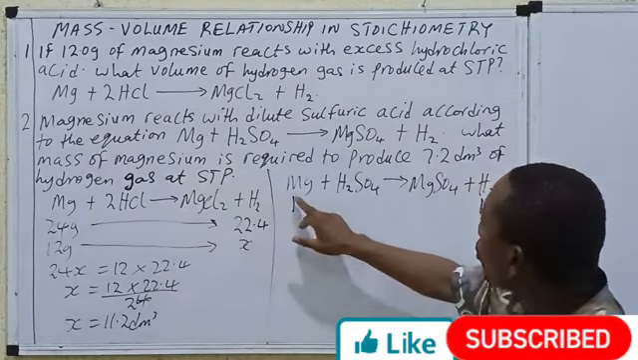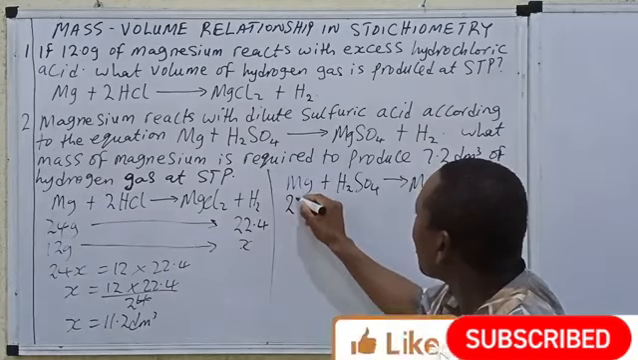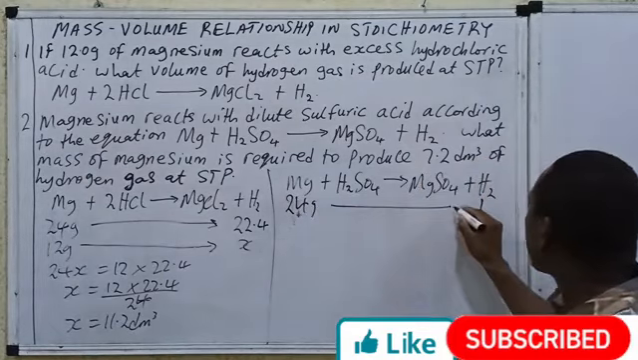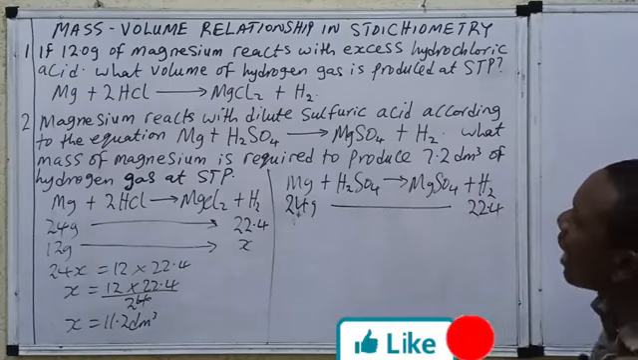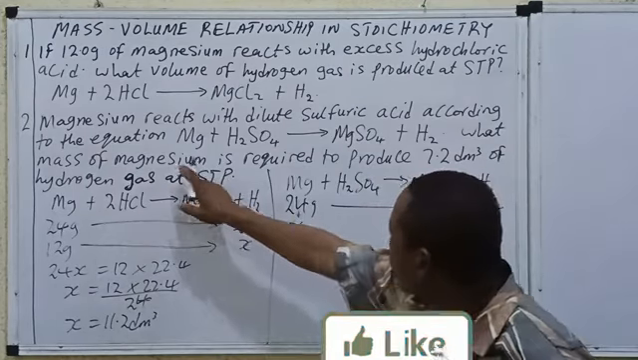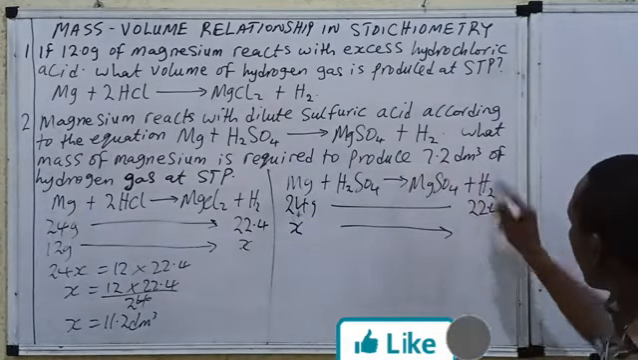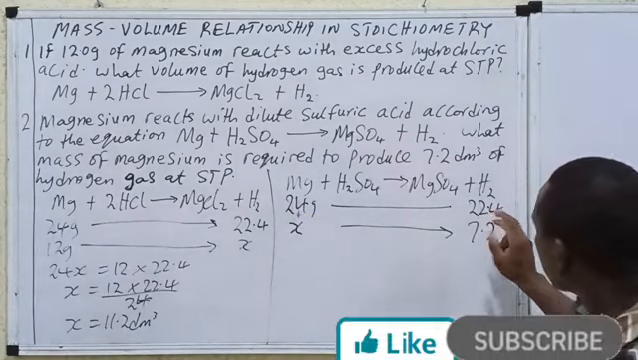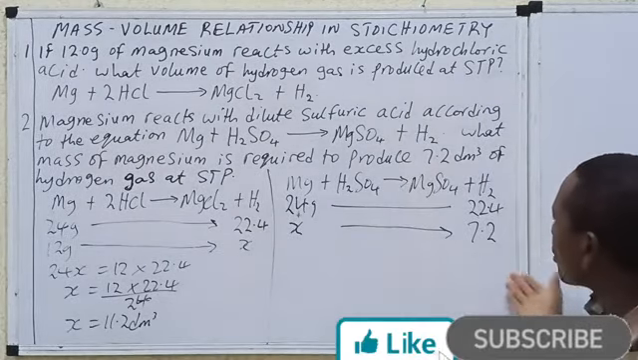They are concerned about the mass of magnesium. You know that the molar mass is 24. So 24 gram occupies what? 1 mole of this occupies 22.4 dm³. Now they are asking what mass of magnesium, which we don't know, is required to produce this volume. So 24 gives this, X gives this. You have established the relationship, just cross multiply as usual.